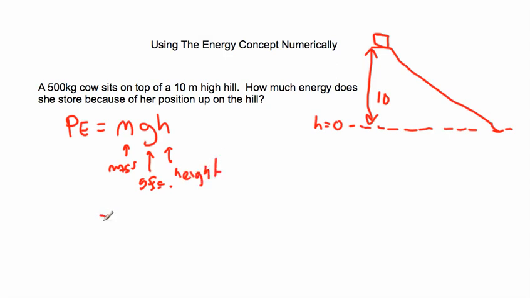And so if we use this definition, we find if we put 500 kilograms times the 9.8 newtons per kilogram gravitational field constant times the 10 meters of height, well, you could pause it and do the calculation yourself. Did you get 49,000? And then joules is our unit, 49,000 joules. That's how much energy the cow stores because of her position up on the hill.